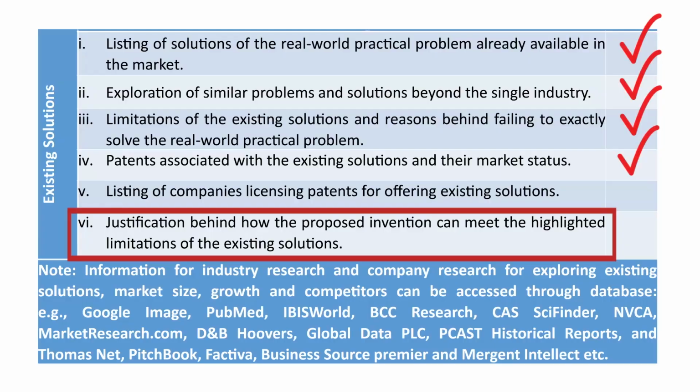Now, finally, look into item number 6 of the LCI checklist 3. It says, justification behind how the proposed invention can meet the highlighted limitations of the existing solutions. Here, what an academic inventor and an entrepreneur can do is take lessons from all the items from the LCI checklist 3. So far so good.